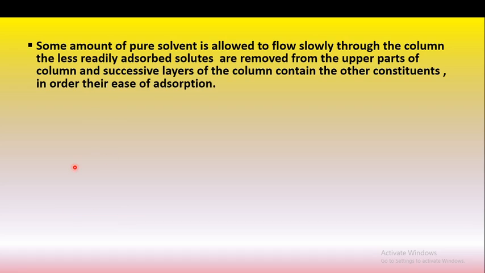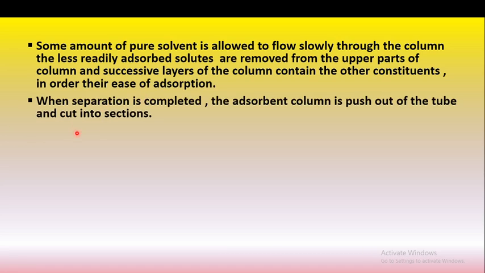This means that after passing the solution or mixture which we have to analyze, some amount of pure solvent, such as acetone or chloroform, is allowed to flow through the column. The less readily adsorbed solutes are removed from the upper parts of the column, and the successive layers of the column contain the other constituents in order of ease of adsorption. So when the separation is completed by the flow of solvent, the less readily adsorbed and more readily adsorbed can be easily separated.